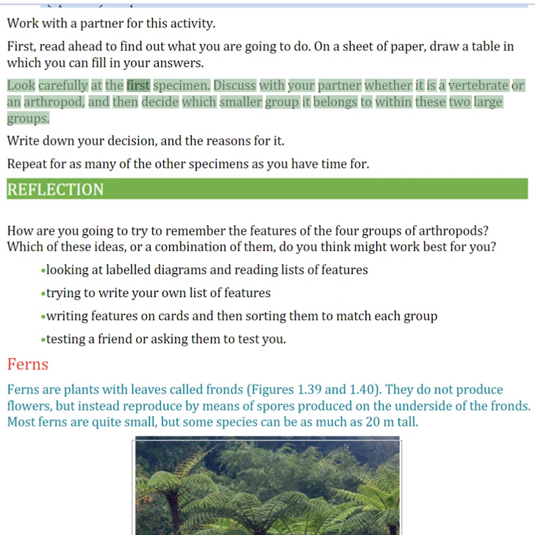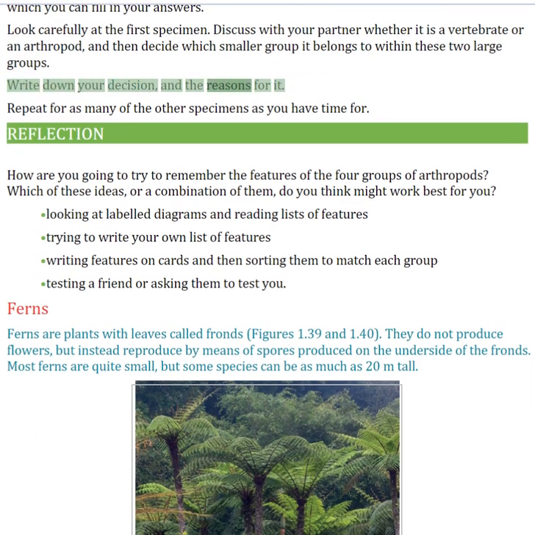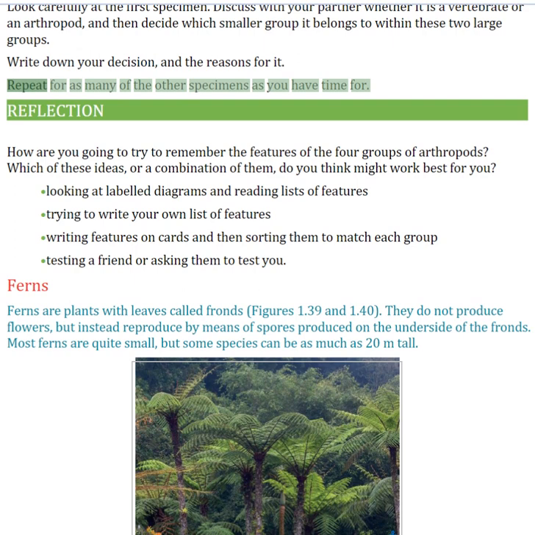Look carefully at the first specimen. Discuss with your partner whether it is a vertebrate or an arthropod, and then decide which smaller group it belongs to within these two large groups. Write down your decision, and the reasons for it. Repeat for as many of the other specimens as you have time for.